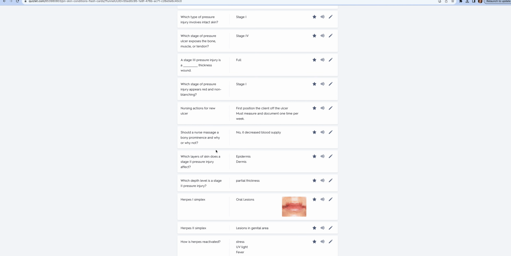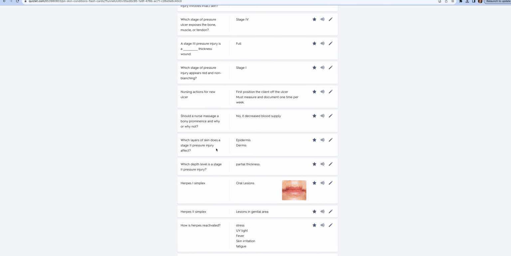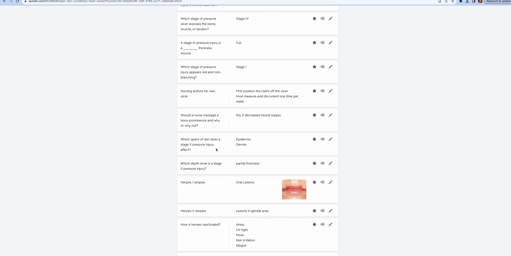Okay, so what you're going to do if you discover a new ulcer, first position the client off the ulcer, right? And then you're going to need to measure it and document it, and then keep doing that at least 1 time per week. Now, you may be doing treatments and still documenting on the treatments that you're doing for that ulcer every day, but the whole measurement needs to be done once a week. And you should never massage a bony prominence because it decreases blood flow to that area.